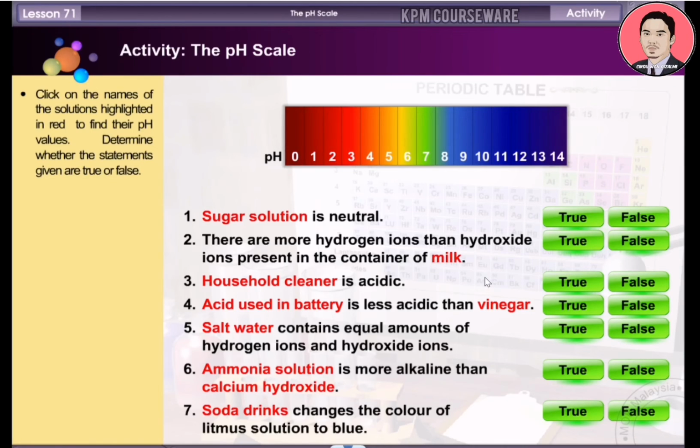Click on the names of the solutions highlighted in red to find their pH values. Then, determine whether the statements given are true or false.